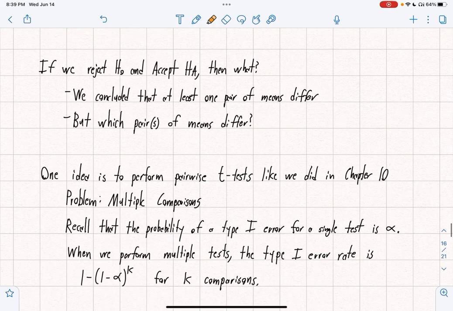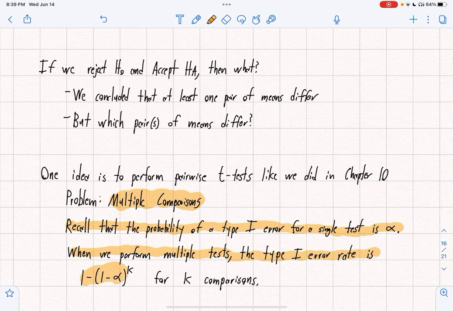So one idea we might think is to perform a bunch of pairwise t-tests like we did in chapter 10. So the question is, why don't we just do a bunch of t-tests? And the answer to that is that we have a problem. Our problem is that we are doing multiple comparisons. Recall that the probability of a type 1 error for a single test is alpha. But when we perform multiple tests, we're going to see our type 1 error rate is actually equal to 1 minus (1 minus alpha) to the k for k comparisons.